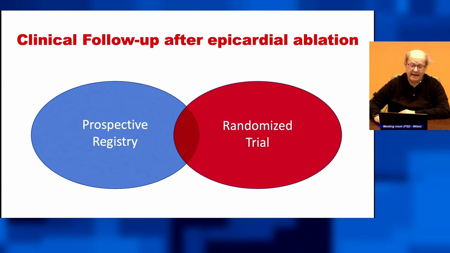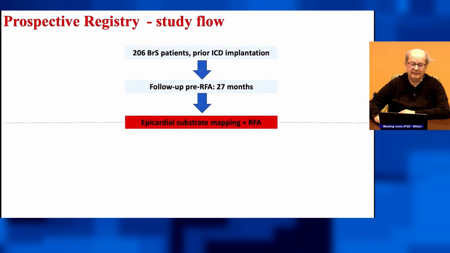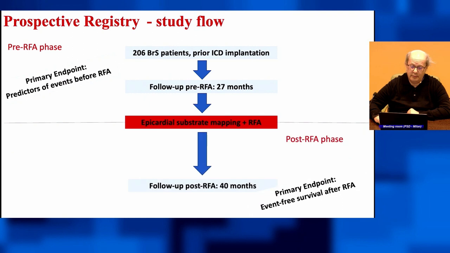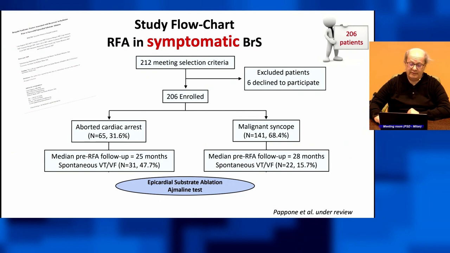Just to give an idea, in our prospective registry and in the randomized trial, we enrolled, for example, in the prospective registry, the most severe symptomatic patients, 206. The primary endpoint was to see which predictors of event before radiofrequency were important, and what the results were after the epicardial ablation in terms of event-free survival after radiofrequency ablation.